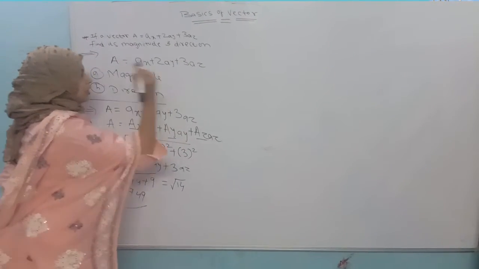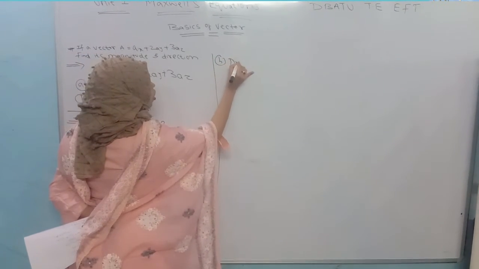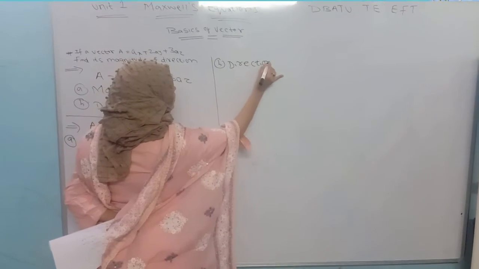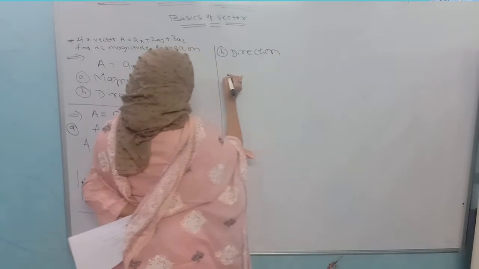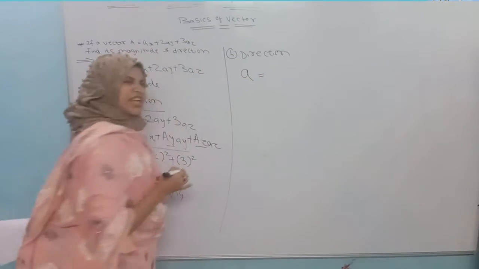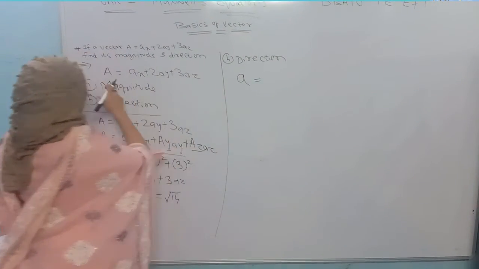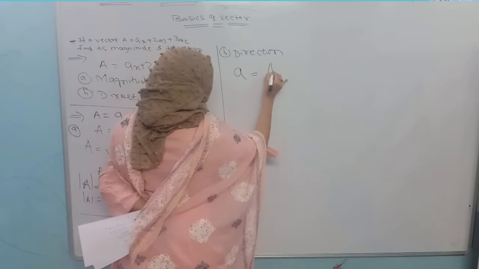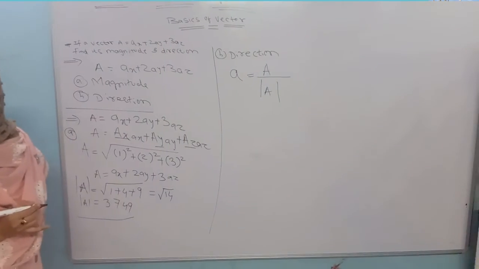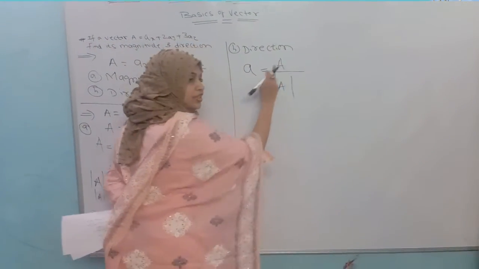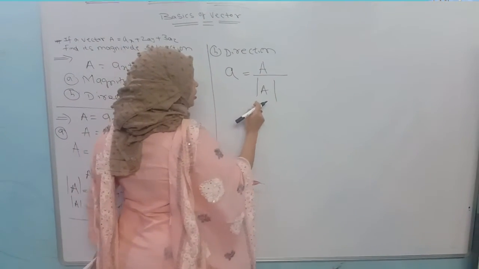That is nothing but what? Direction. B part. Direction. How we can calculate the direction? Direction we can calculate with the help of the unit vector. And that unit vector always represent with a small letter. Any small letter you can take. Now what is our vector? Vector is nothing but the A divided by magnitude of A. A vector, because this A is nothing but the combination of magnitude as well as the direction. So A divided by mod of A.